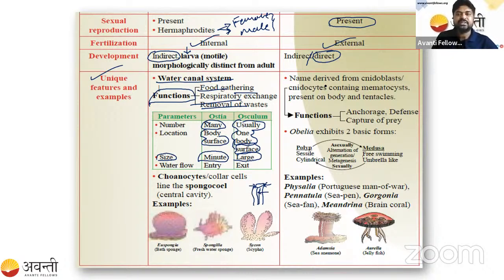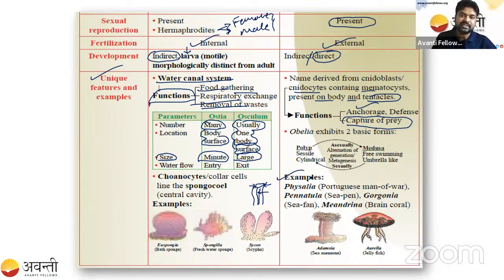Next one is about the unique feature and example. The name is derived from the cnidoblasts, or cnidocytes, and the cnidocyte contains the nematocytes. Okay. And these nematocytes are present on the body and tentacles of this organism. The functions of these nematocytes are anchorage, that means they fix with the help of nematocytes, defense, and capture of the prey. Okay. So these are the functions.